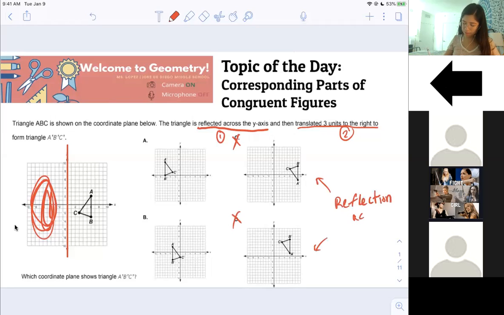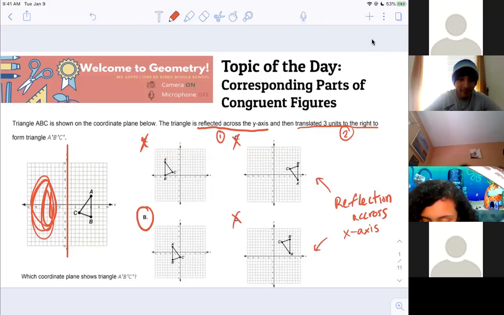Okay. So then we get to our other two options, and we know that it's going 3 units to the right. So which one can I cross out because it went the wrong way? A. So A is out. B was correct. Good job if you got B. Do I have any questions? No.